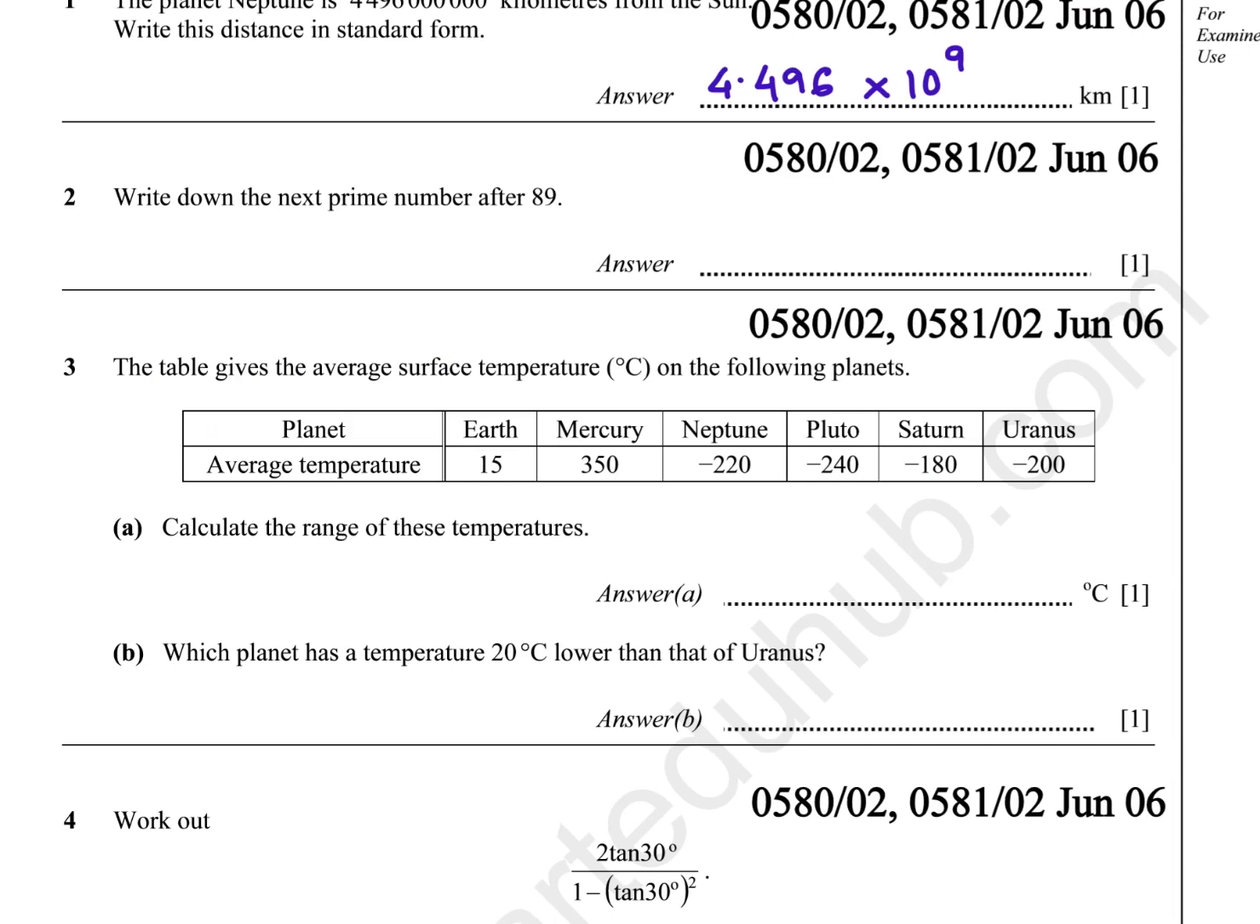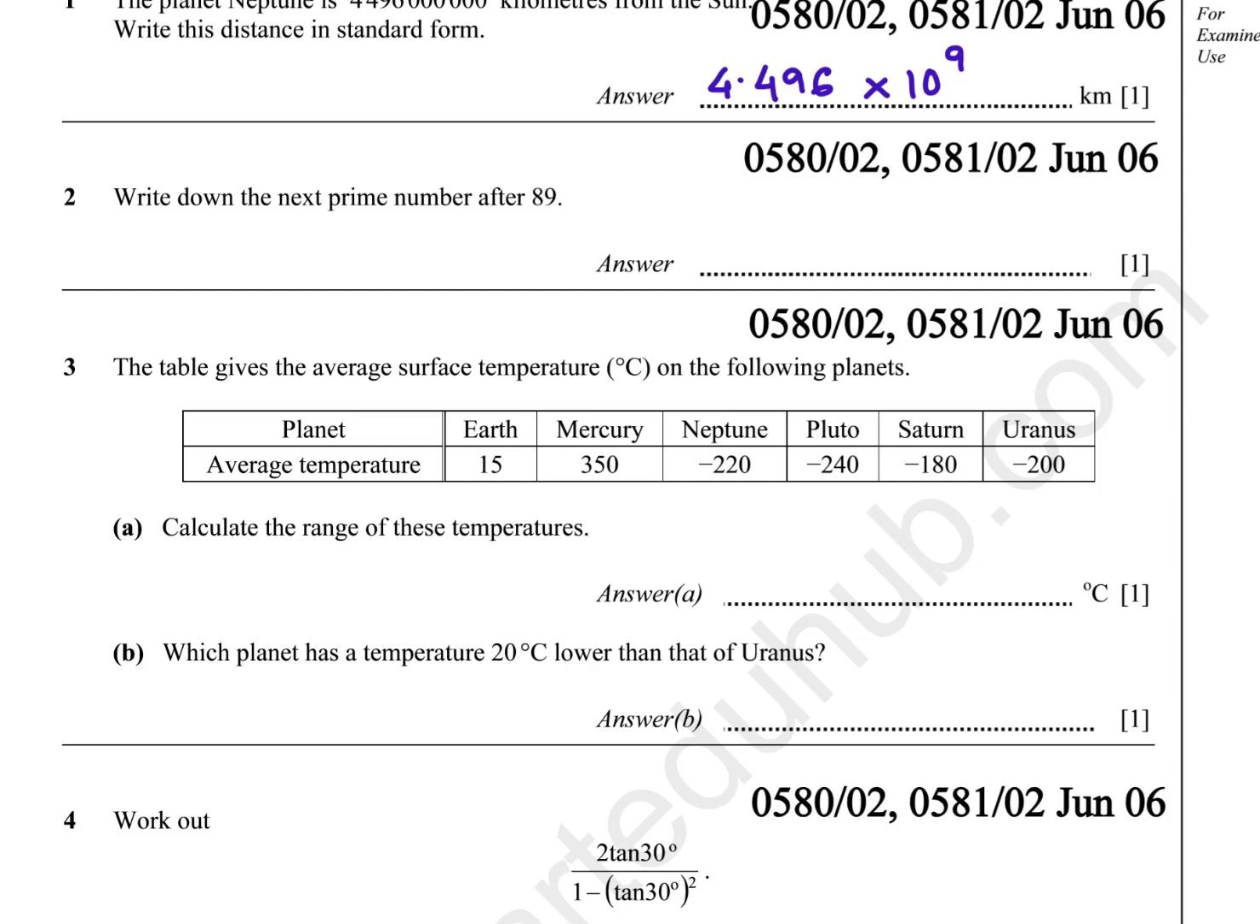This question has been taken from May June 2006. It's question 3 and it's paper number 2. The table gives the average surface temperature in degrees Celsius on the following planets. Then the various planets are mentioned along with the average temperatures. A. Calculate the range of these temperatures.